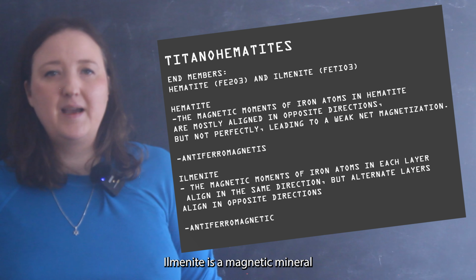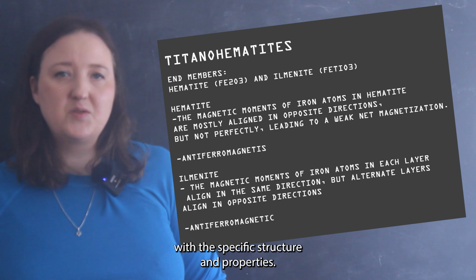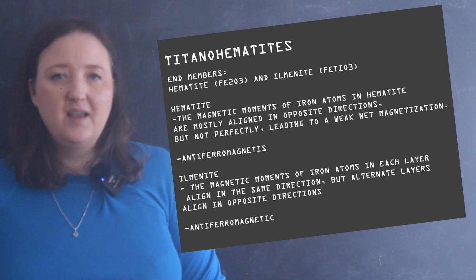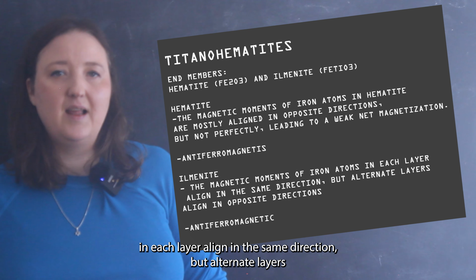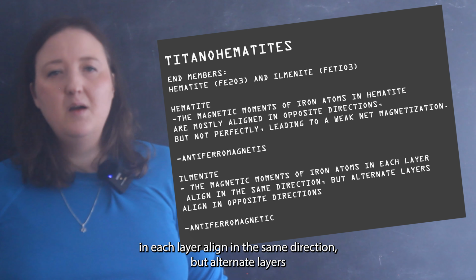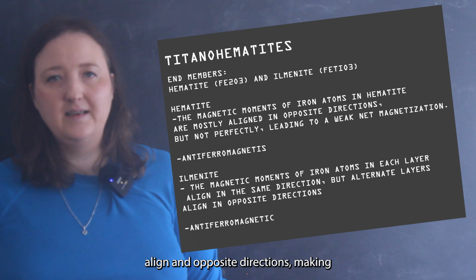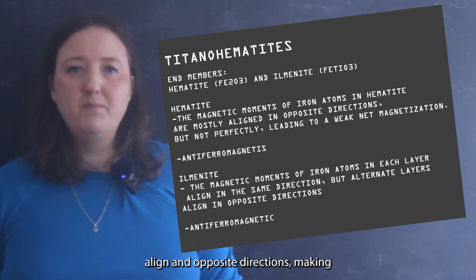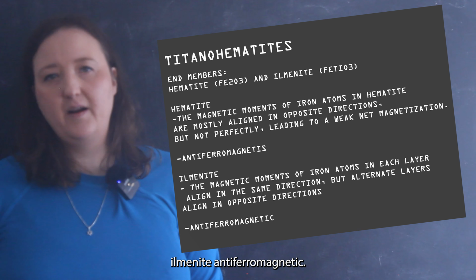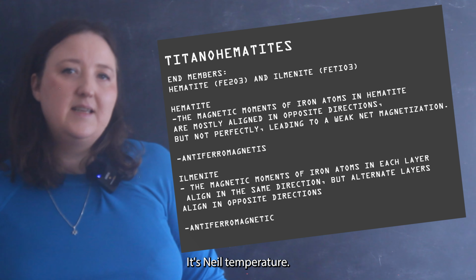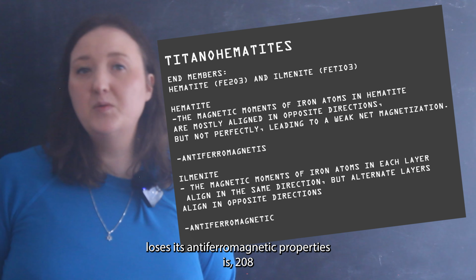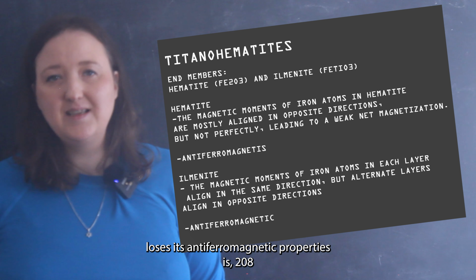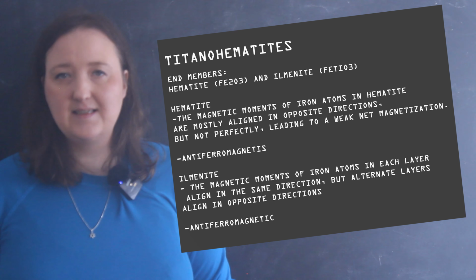Ilmenite is a magnetic mineral with a specific structure and properties. The magnetic moments of iron atoms in each layer align in the same direction, but alternate layers align in opposite directions, making ilmenite anti-ferromagnetic. Its Néel temperature, the temperature where it loses its anti-ferromagnetic properties, is 218 Celsius.